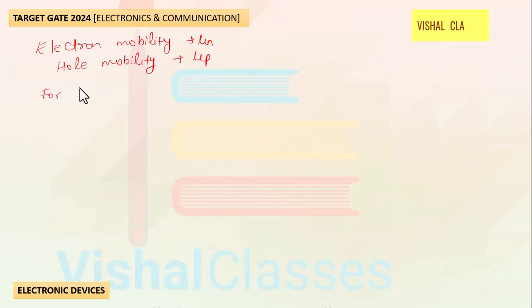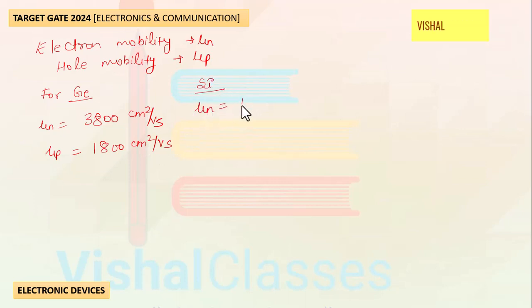In case of germanium, mu n value is 3800 centimeter square per volt second and mu p is 1800 centimeter square per volt second. And in case of silicon, mu n, the electron mobility, is 1300 centimeter square per volt second and mu p is 500 centimeter square per volt second.